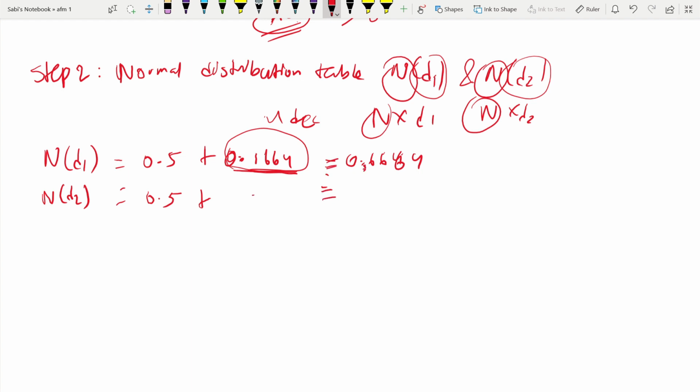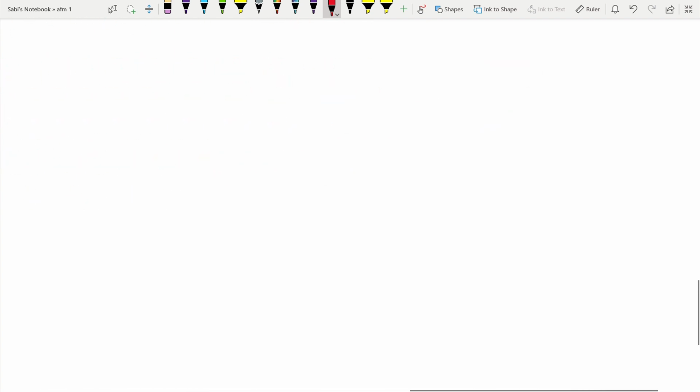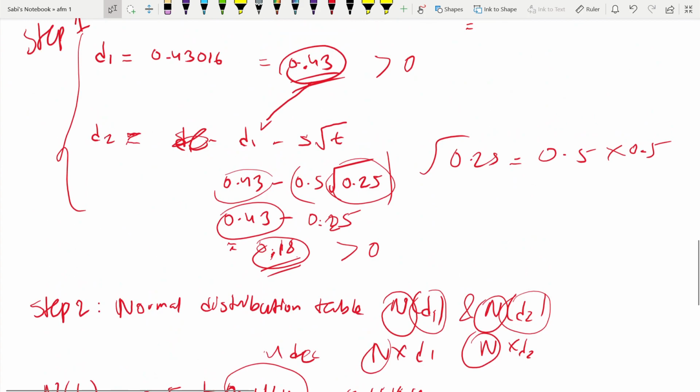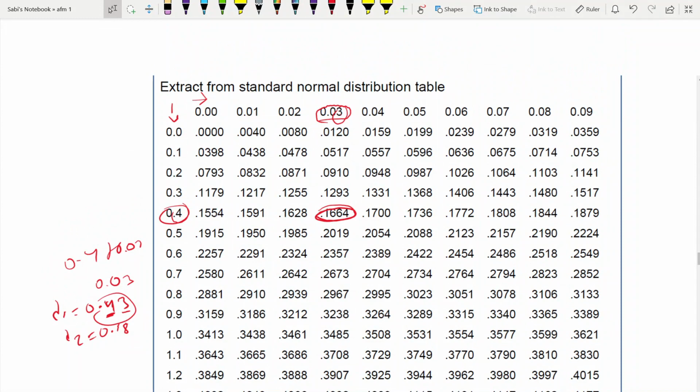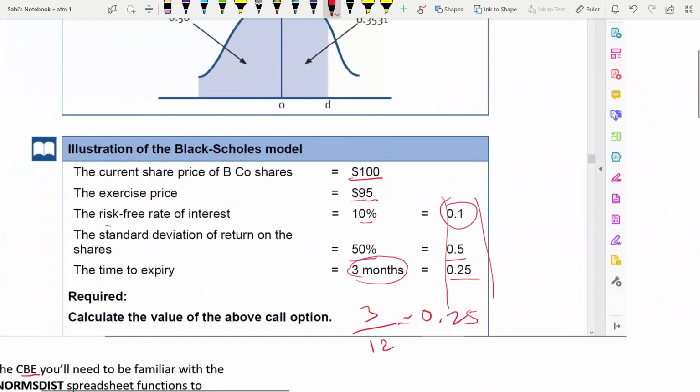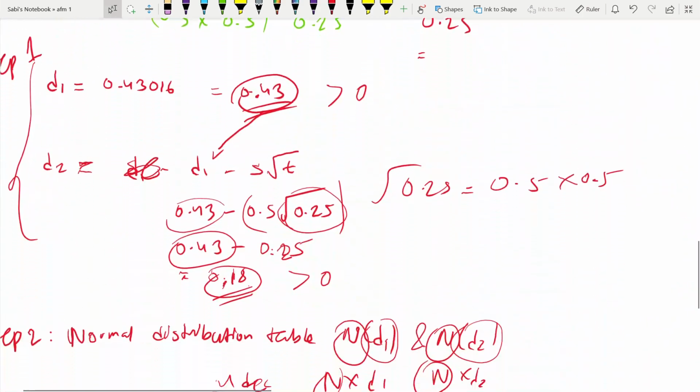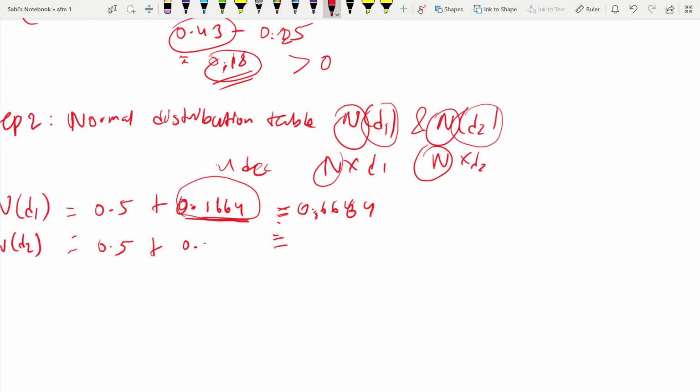Next, D2. D2 also similar way we'll find out. D2 is 0.18. So first find 0.1. It is this. Then 0.08. It is this one. Then you go and search. It is this. 0.0714. Just put it. Go down and put it there. You only need the table for that much. That's it. After that, you don't need the table. So it will be 0.5714.